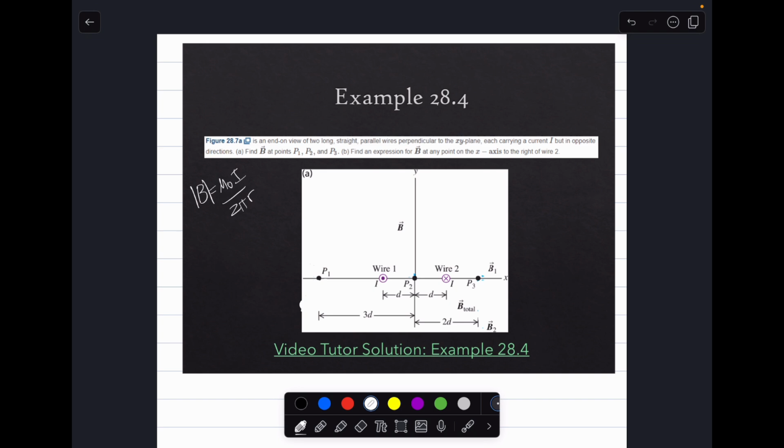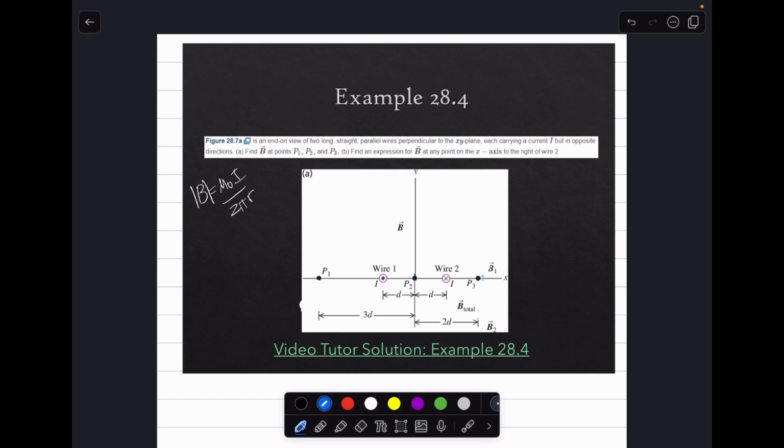So the difficult part of this problem is figuring out what direction the magnetic field is pointing at P1, P2, and P3. So let's work on P1. And let's draw the magnetic field that wire 1 creates. The way you figure out the direction of the magnetic field is you point your thumb in the direction of the current of wire 1. So your thumb should be pointing out of the page right now. And what you'll see is your fingers will curl in a counterclockwise direction.